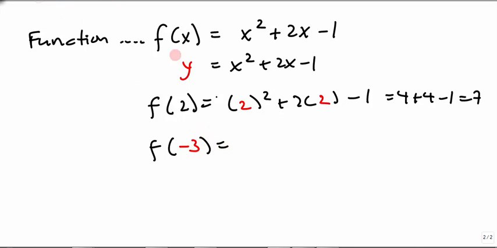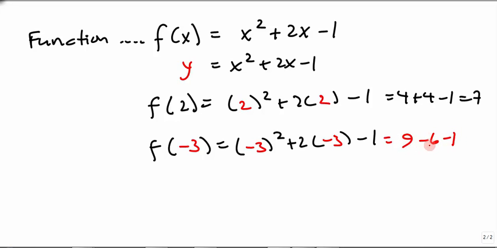That means everywhere in my original function where I see an x, and I'm just putting these parentheses to represent my x, I'm going to plug in a -3. So for here, this means (-3) squared. You have to have parentheses around here, so this would be 9 minus 6 minus 1. 9 minus 6 is 3. 3 minus 1 is 2.